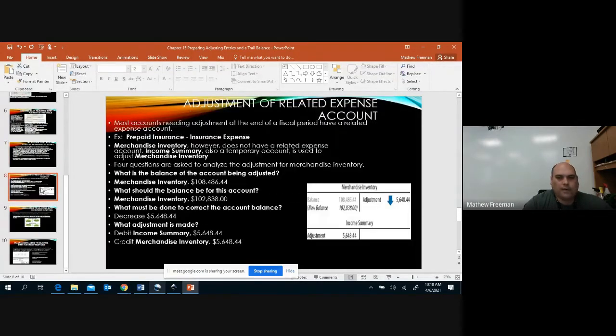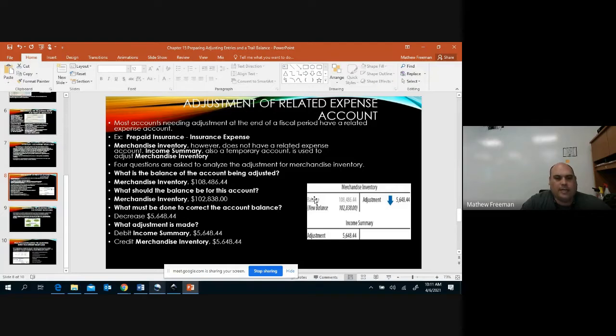Right now, the first problem we're working on is merchandise inventory, make the adjustment based off of what we found. If you look at those first four questions, the balance of the account being adjusted is 108,000. What should the balance be for this account? 102,000. So how much does it need to be adjusted by?